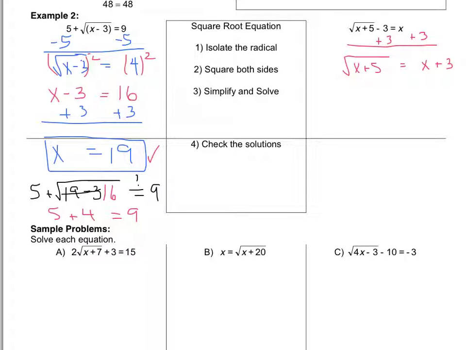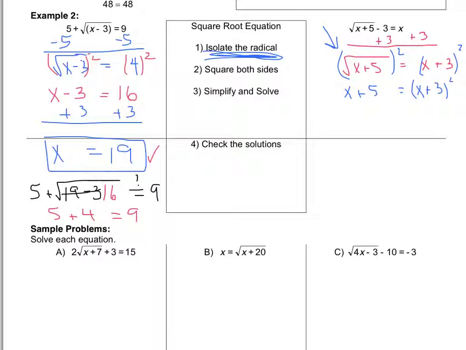Now remember, the goal is to get rid of the square root. So even though I have an x on both sides, I'm still trying to get this part right here taken care of. We're still trying to isolate the radical. So now I'm going to square both sides. When I do that, I get x plus 5 equals x plus 3 squared.